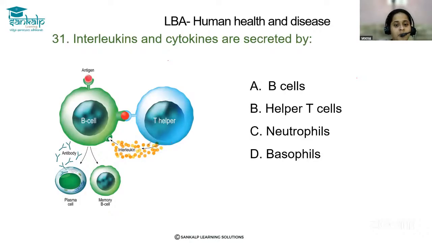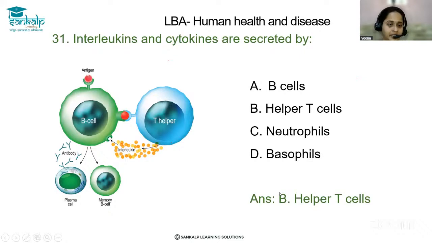So when there is an infection, these T helper cells will give a signal to the B cells to release the antibody from the plasma cells. Okay, so this acts as a communicating agent. So the interleukins and cytokines, interferons and interleukins, are both secreted by the T helper cells. So the correct answer is option B, that is helper T cell.